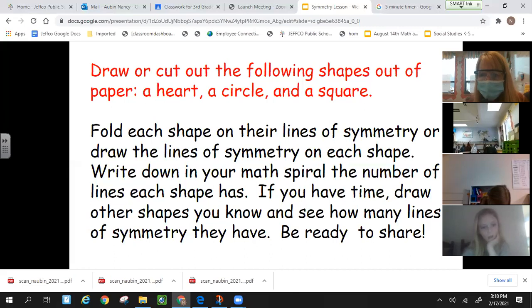Definitely want a heart, a circle, and a square. And if you want to just draw them, you can draw them, Haley. But if you want to cut them out and fold them, you can do that too. Here, give me one. I'm doing badly, sorry. For some reason, they're all sticking to each other.